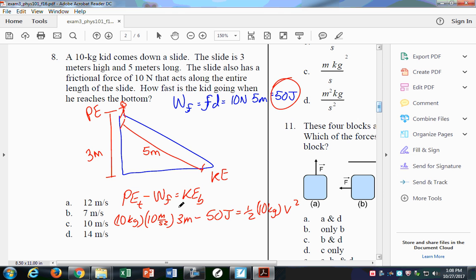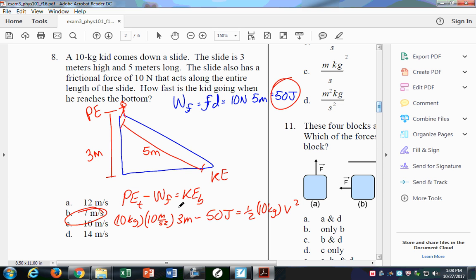And then I solve that for v. So that's 300, minus 50, 250. Well, it turns out to be 7. Right, is that right? Does anybody know? Yeah, the answer is 7. Okay, so those are two good problems. Those would be sort of two separate problems, one without friction and one with friction.